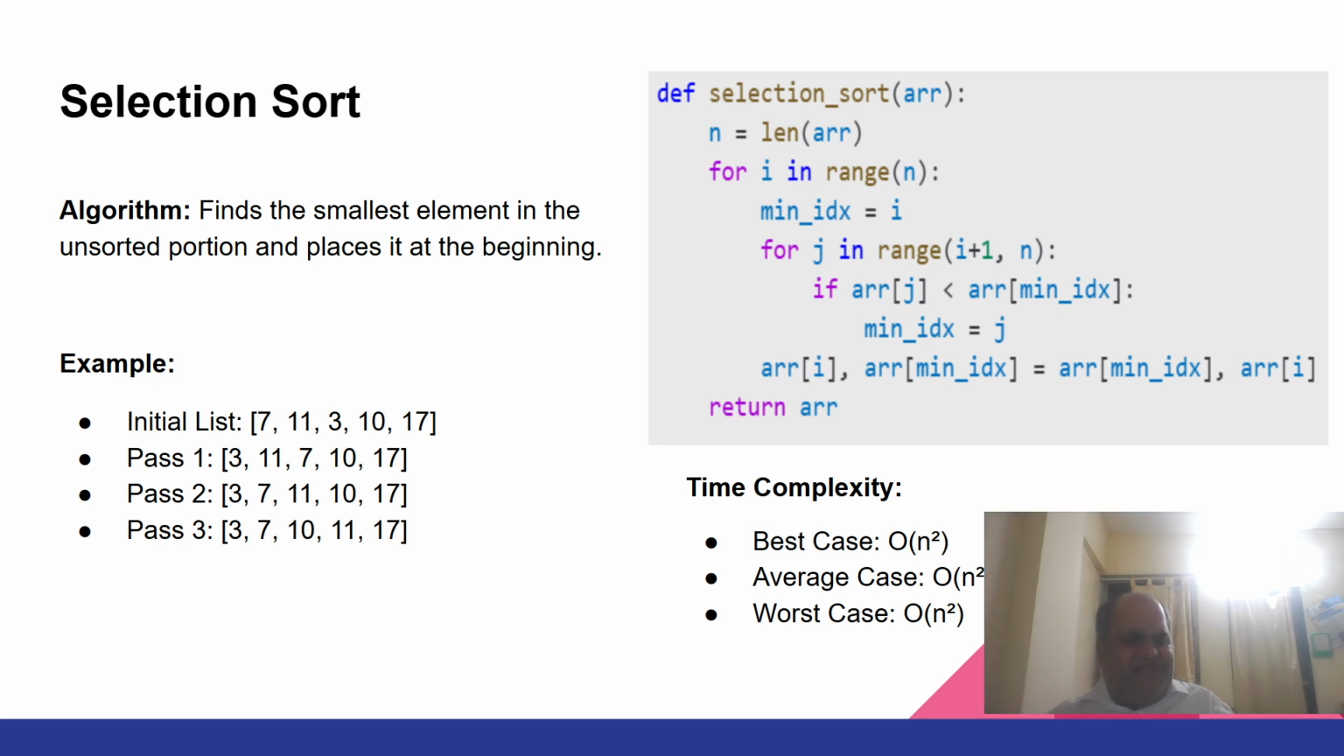Now you compare 3 to 10, fine. 3 to 17, fine. So how are your array elements? 3 will be at the beginning, and then 11, 7, 10, 17. Keep this in mind, it's very, very important.